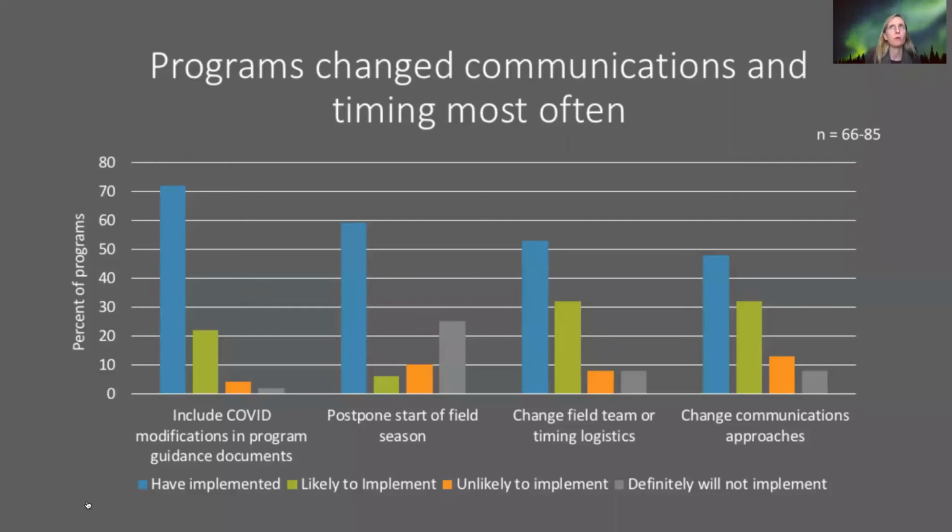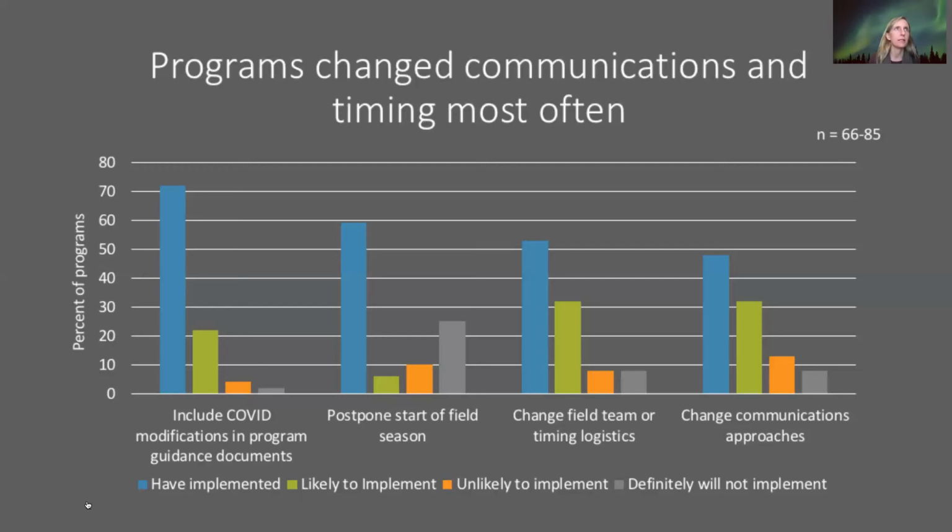We know over 70% of programs had already implemented, by June, guidance about COVID modifications for their programs. About 60% of the programs had postponed their field season. More than half of them had done something around changing those field teams or the timing about when they would go out and monitor, and just under half had changed their communications approaches with volunteers. Again, the examples were offering social networking opportunities through Zoom, or not having in-person trainings.